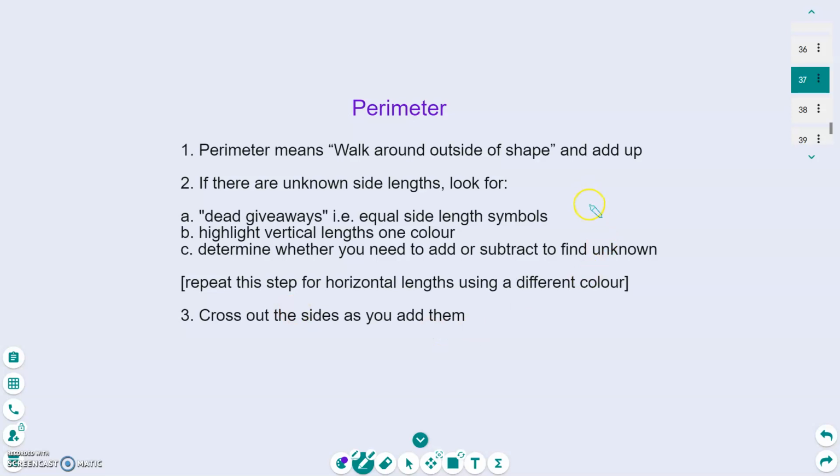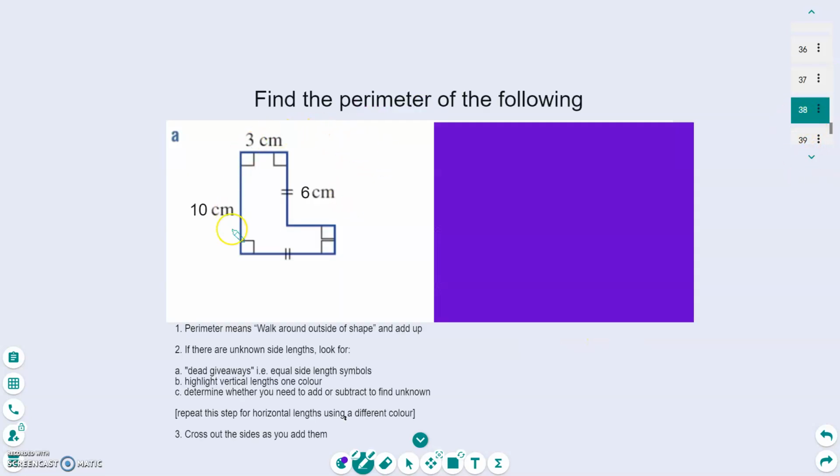So here's the process we'll follow. Maybe you want to pause the video and write down some of these steps, but there's a copy of them to take us through this question just down here. First of all, perimeter means walking around the outside of the shape, adding the lengths as you go. So wherever you see the word perimeter, that's what you want to think of. You don't need to memorize any formulas, you just walk around the outside. As I said before, sometimes there are unknown side lengths like these, and we have to deduce them from the diagram.